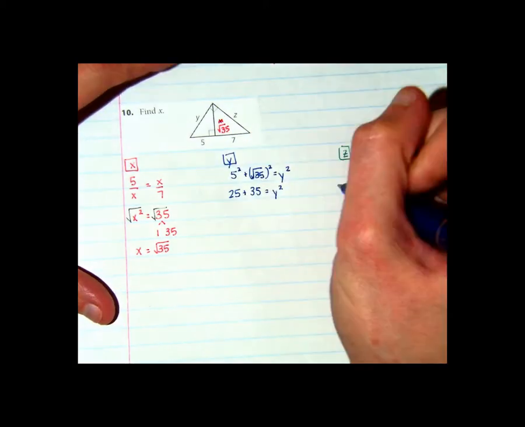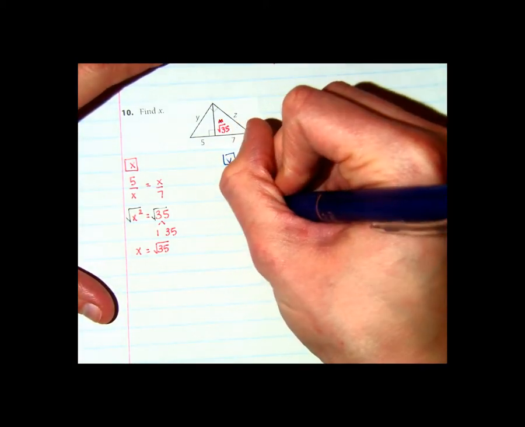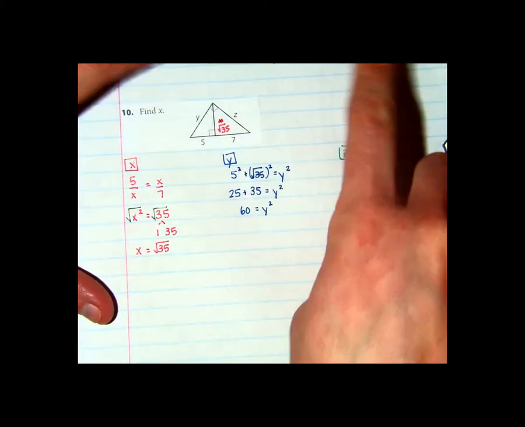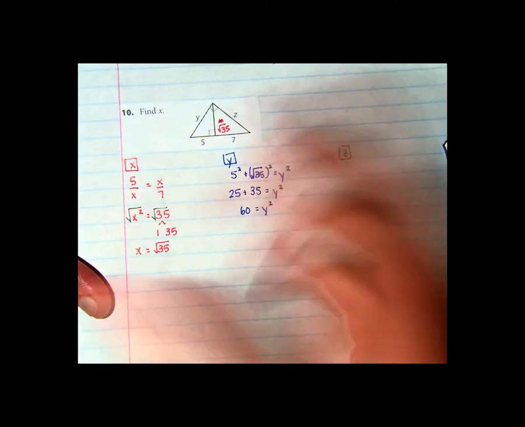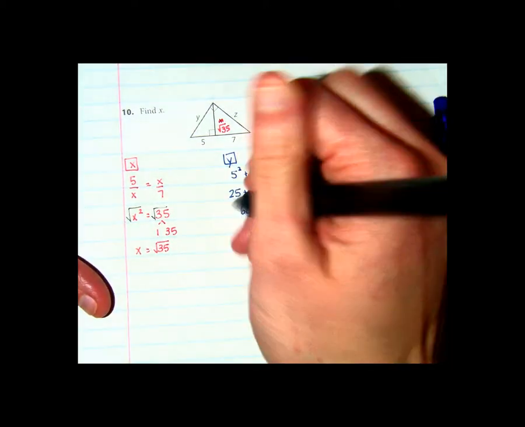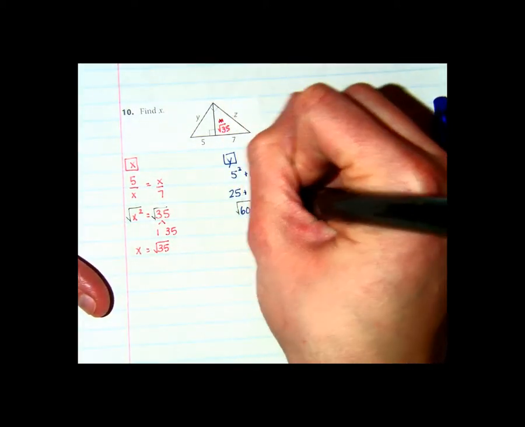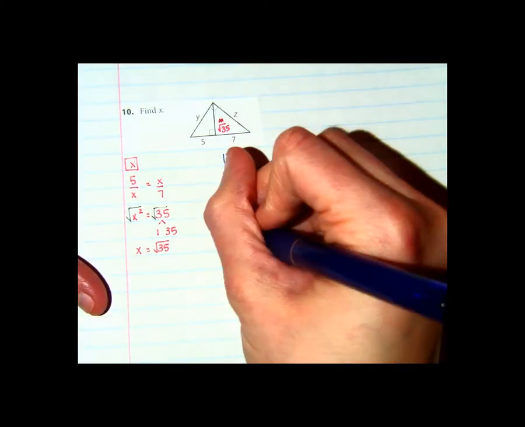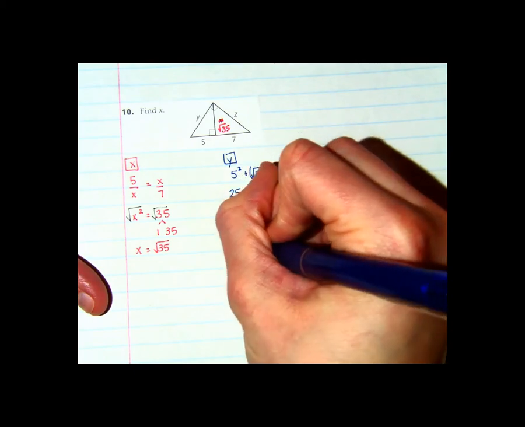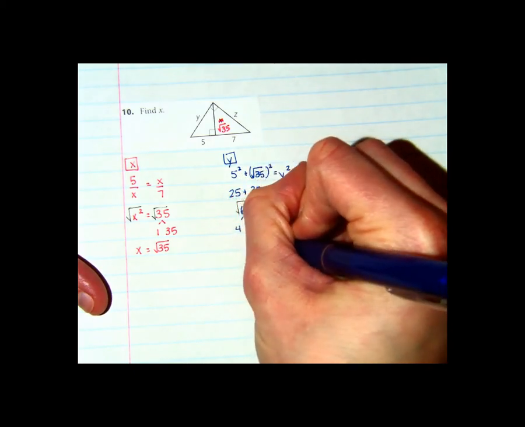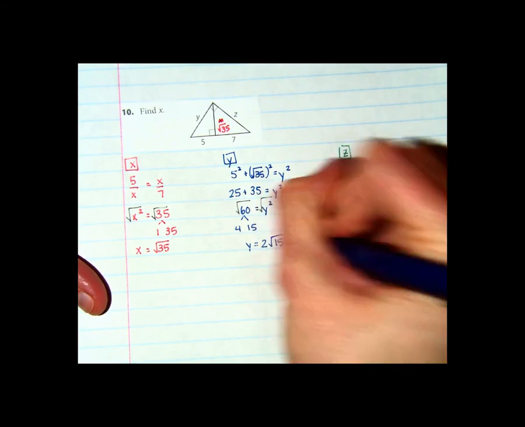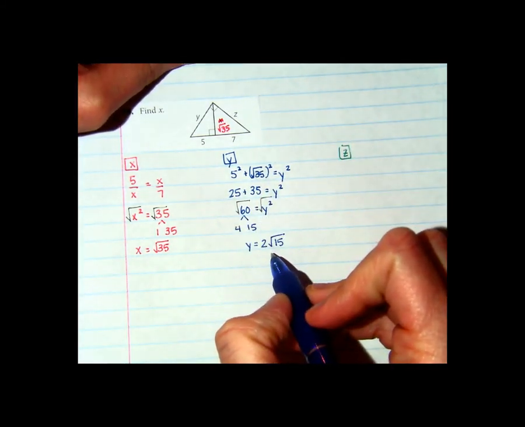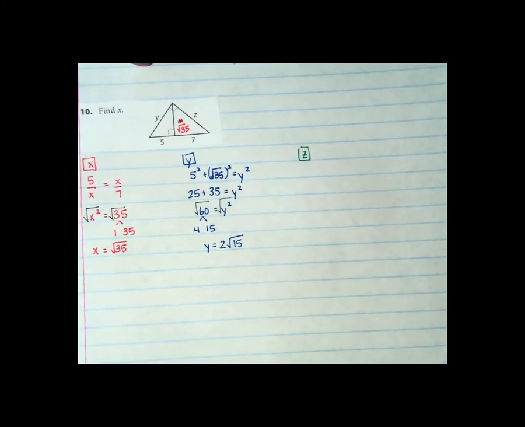What is 25 plus 35? And you already broke that up a second ago, right on the other page, not right there. It breaks into what? 4 and 15, which ends up being what? 2 square root of 15. Since we already did it, you don't have to have this step at all. You could just jump straight to 2 square root of 15, because we did it on the other page.